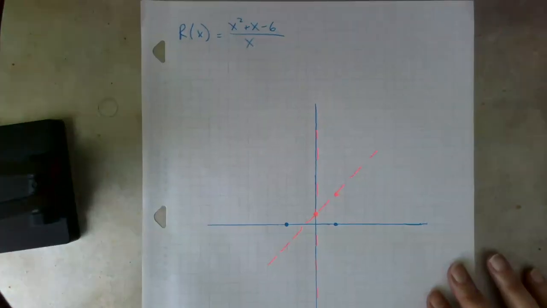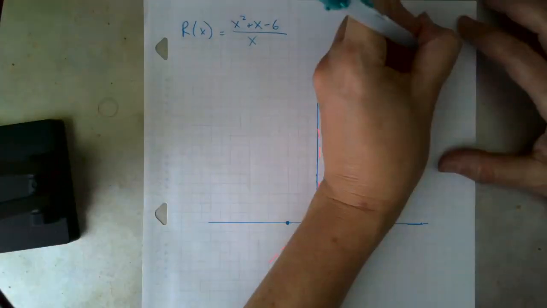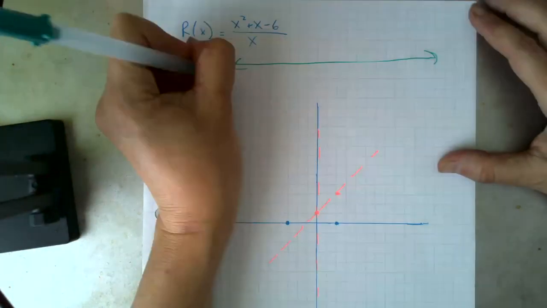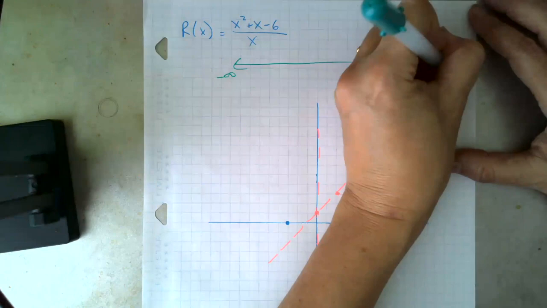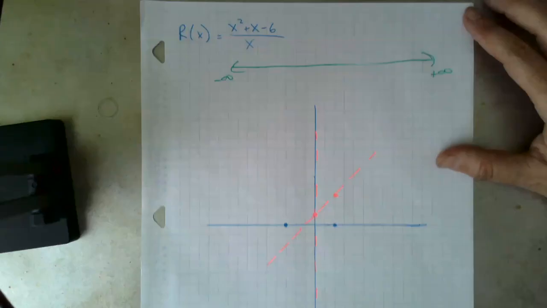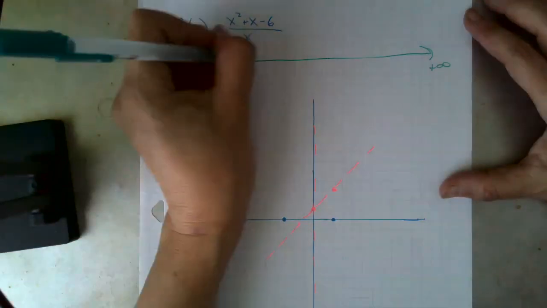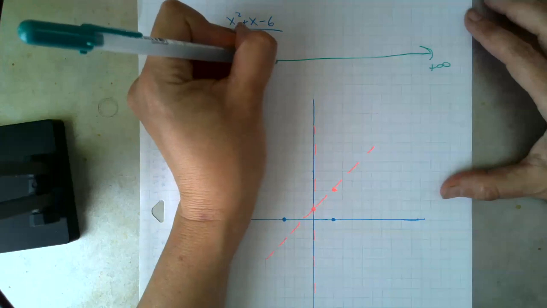All right, here we are again. Let's make our sign line. All right, negative infinity, positive infinity. All right, let's do our points. So our first point here, 1, 2, 3. So this is our -3.